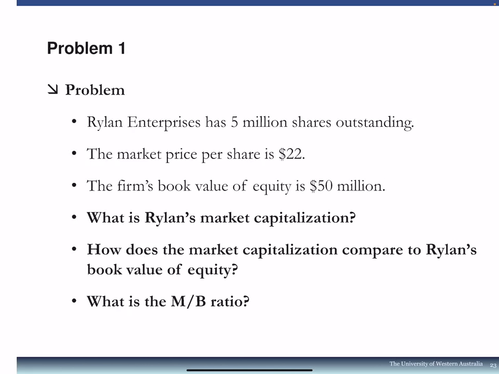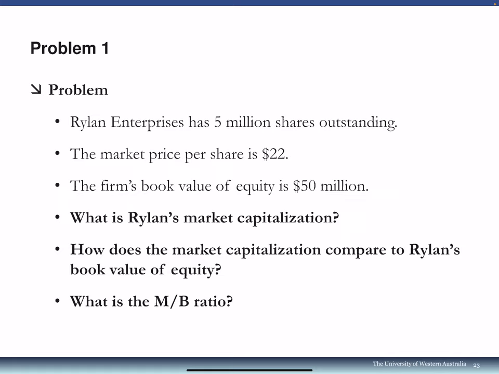All right, let's get your pen and paper out to try our first problem. Problem one: Ryland Enterprises has 5 million shares outstanding. The market price per share is $22. The firm's book value of equity is $50 million. What is the market cap? How does the market cap compare to Ryland's book value of equity? And what is the M to B ratio? I want you to pause this video so you can have a go.